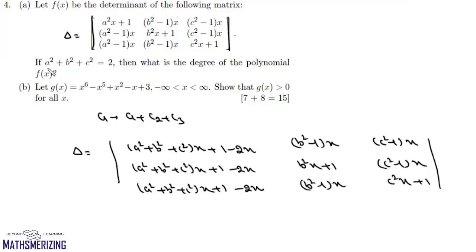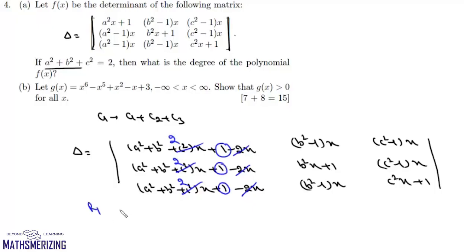Now it is given that a square plus b square plus c square is 2. So it will be 2x, here also 2x, and here also 2x. So this 2x will cancel in all the 3 rows of the first column. We are left with this 1, 1 and 1.